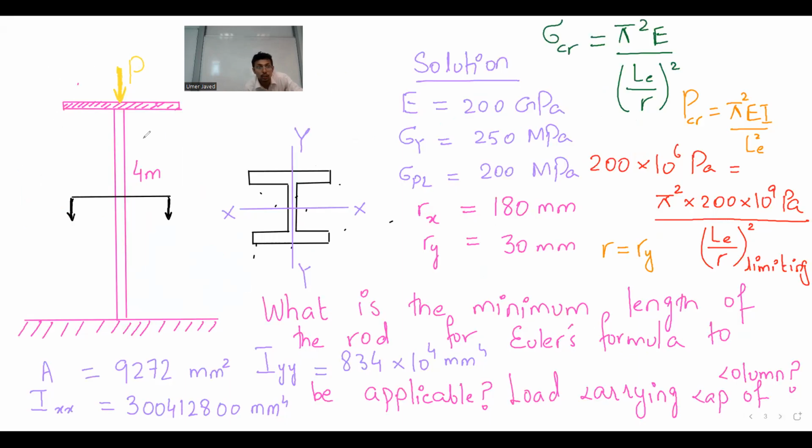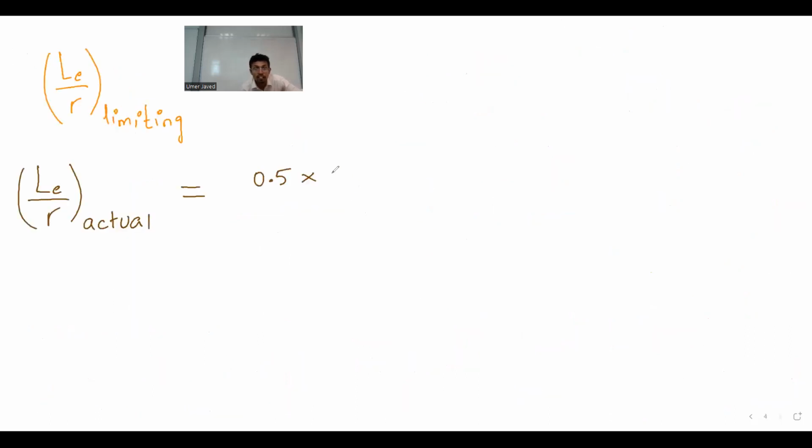I will again repeat that the total length is 4. I never said that this is 4. The whole thing is 4. Please remember, I will write it again. Students are getting confused. Okay, so 0.5 multiplied by L for case 4, divided by R.